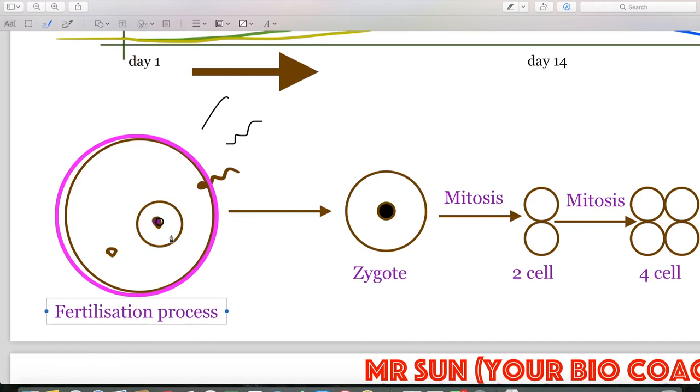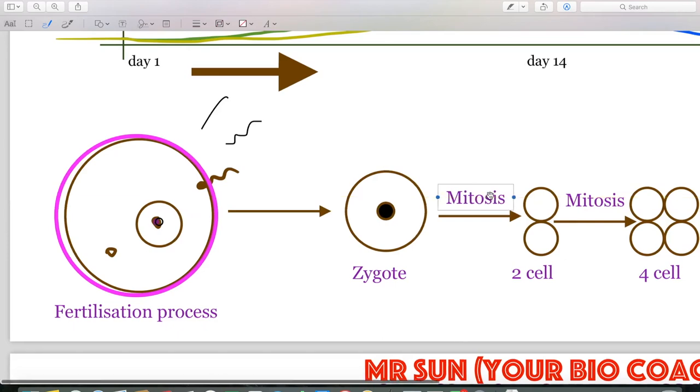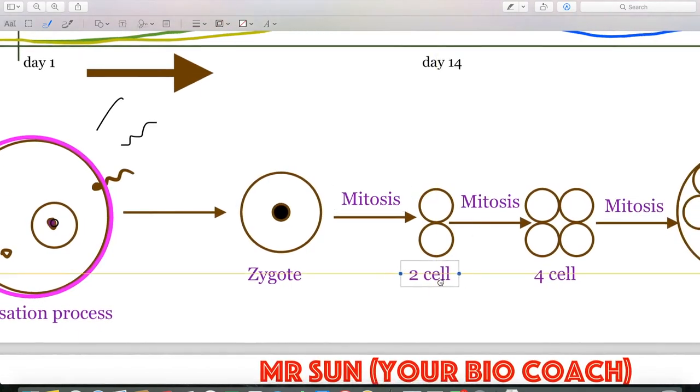So you already have a zygote formed. This is the zygote. It has the diploid nucleus already. And then what happens? The zygote will go through the mitosis process to produce a two cell embryo. This is already embryogenesis. You need to understand how the embryo is formed. So the zygote will become two cells when it goes through the mitosis process.